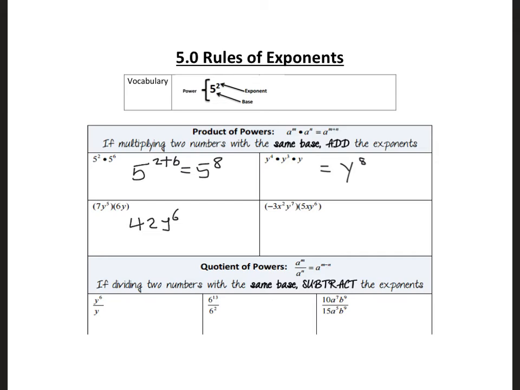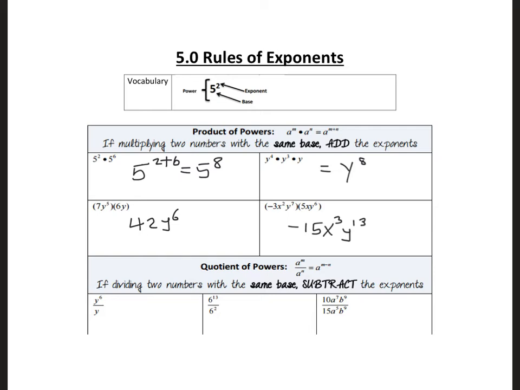And then we can do the next one here. So this is negative 3 times 5, so you have negative 15. And then x raised to power 2 and power 1, so x raised to power 3. And then y raised to power 7 and 6, 13.